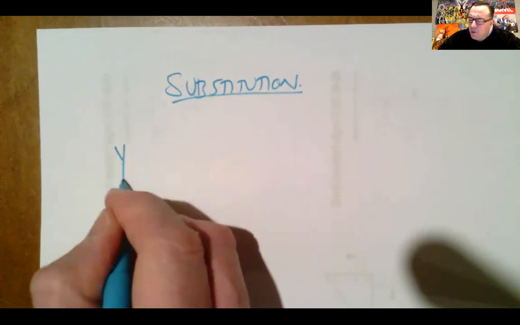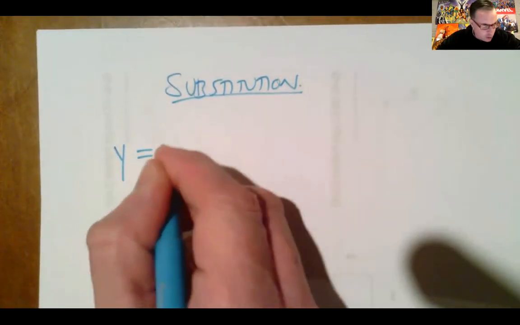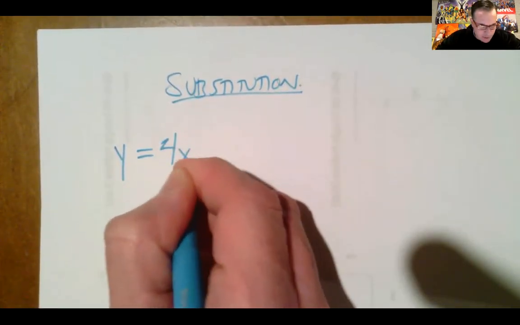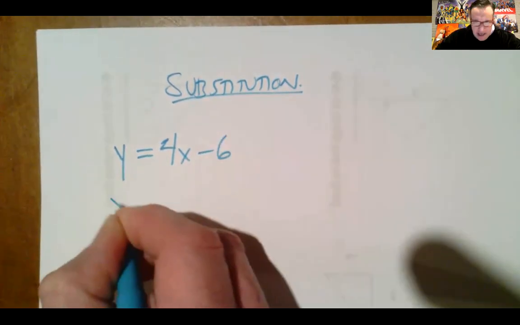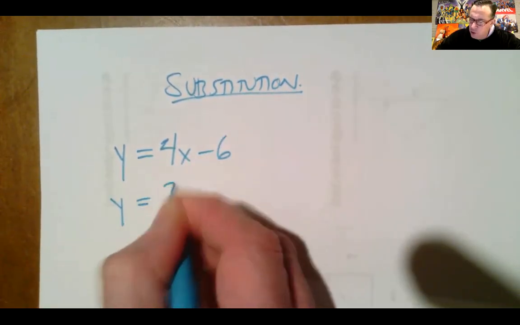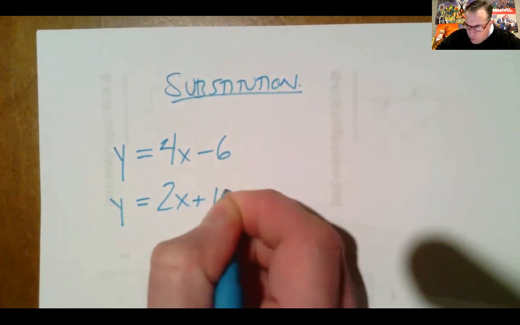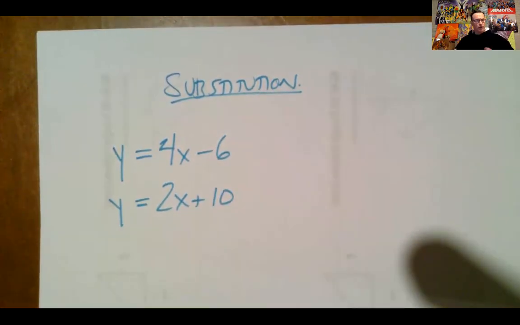So our first thing that we did, we had a system of equations, and I'll start with this. We would start with a system of equations, which is just two equations. So y equals 4x minus 6, and y is equal to 2x plus 10. So two different equations. And what we're trying to find is a solution x and y that works for both of them at the same time. Now, we talk about substitution.